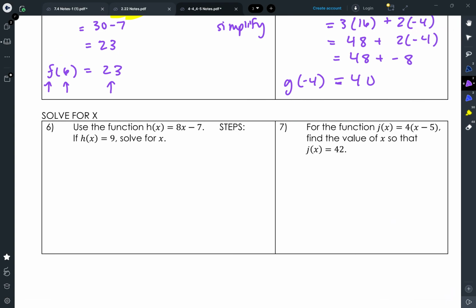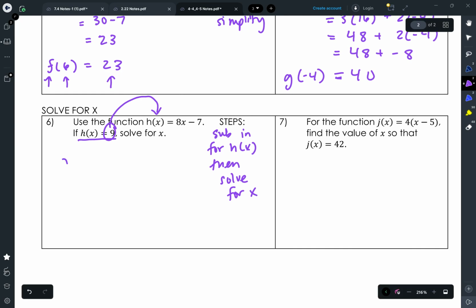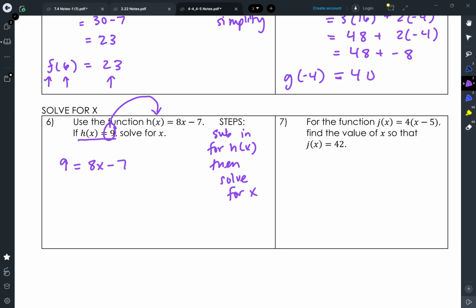So this is a little bit different. They're not telling me what to put in for x, and it doesn't have a number in front of parentheses. It says h of x is equal to 9. That means my 9 is going to get substituted in for the h of x. So I want to sub in for h of x, then solve for x. So it's definitely worded differently than before. So I'm going to write 9 equals 8x minus 7, and then we're going to solve.